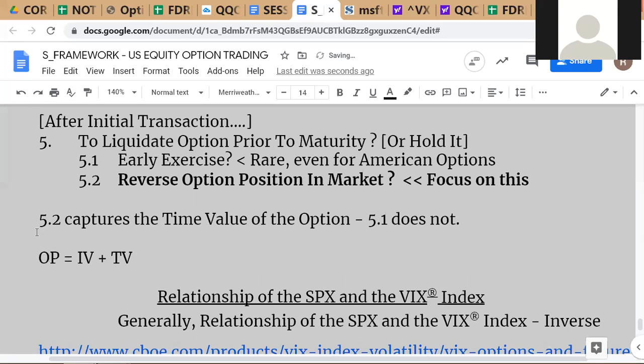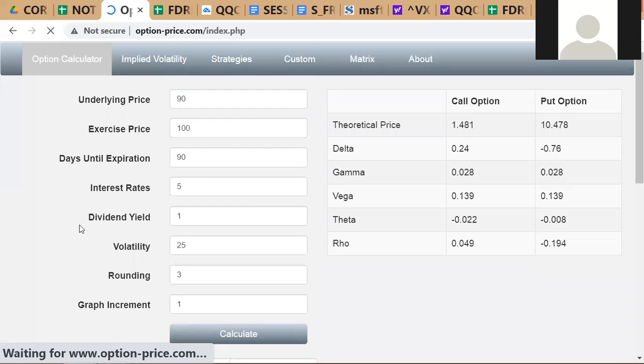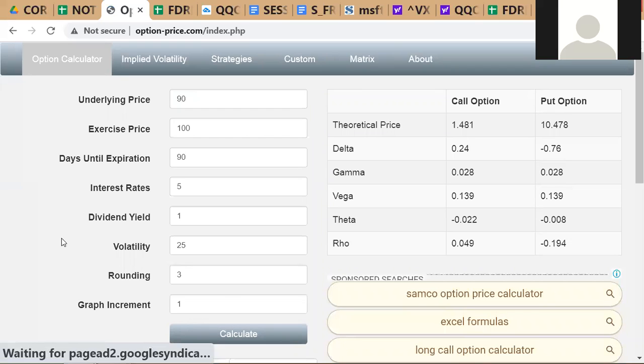Okay, so let's look at this option price. Let's focus on the call option. Let's take a longer term option so that we get more time value. Okay, let's make this 90. You would not exercise this option because the underlying price is 90 and the exercise price is 100. But the point to understand here is, if you look at this option price, we'll focus only on the call, the call is 148.